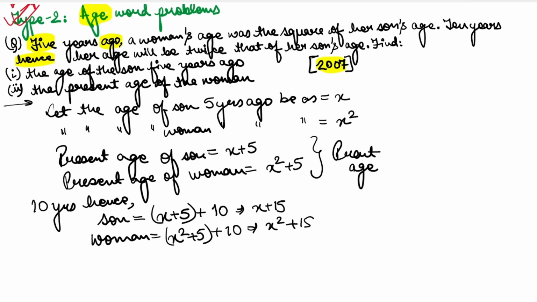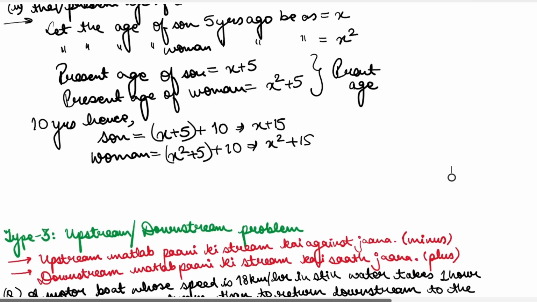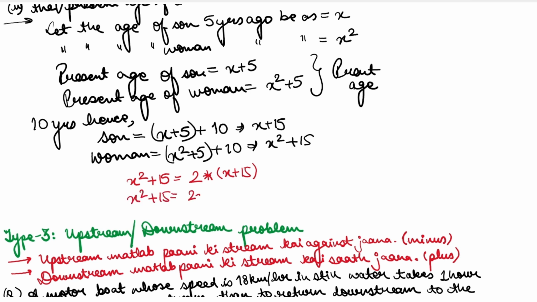Okay, so now according to the given statement, 10 years hence, age will be, a very important line. So after 10 years, her age, meaning the woman's age, will be twice that of her son's age. What will the woman's age be after 10 years? After 10 years the woman's age is x square plus 15, so it will be twice the age of the son, that is x plus 15. So we can write it as x square plus 15 is equal to 2x plus 30.